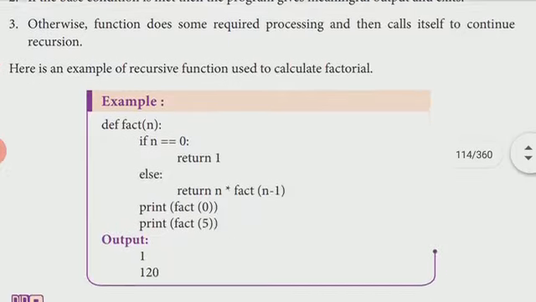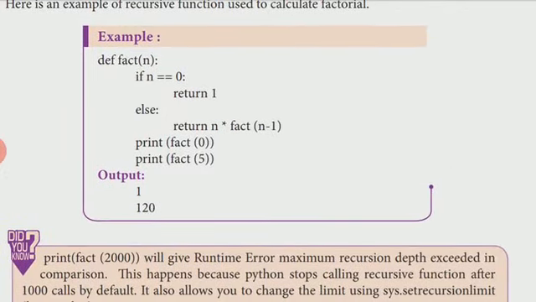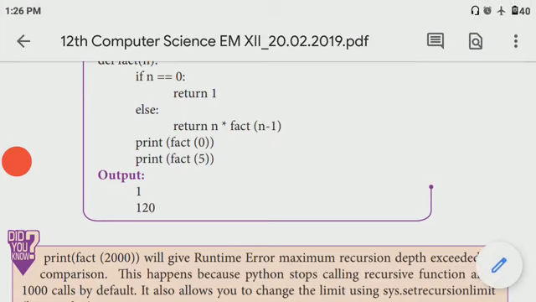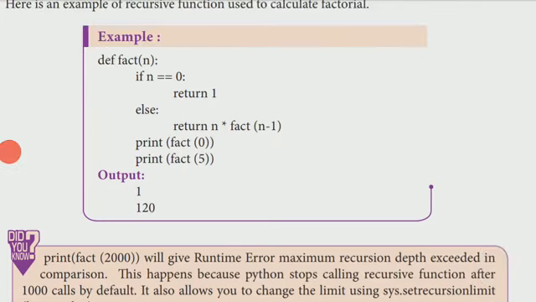See, here they gave an example: def fact of n. If n equal to 0, return 1, else return n into fact of n minus 1. Here fact is a function, and it again calls fact of n minus 1. The same function called by itself is called recursion. If that number is 0, it will return 1. Otherwise, it returns the n value into fact of n minus 1.